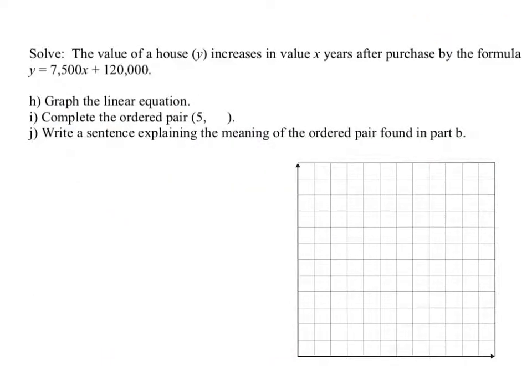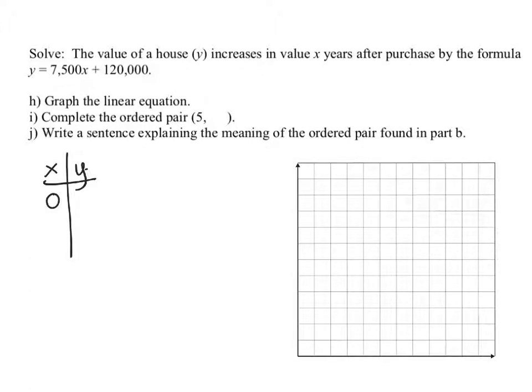In this problem, we want to solve. The value of a house y increases in value x years after purchase by the formula y equals 7,500x plus 120,000. Let's graph the linear equation. We can do that by making a table of values. Let's choose a few x values that would make sense in this particular problem. X equals 0 would be the value x years after purchase.